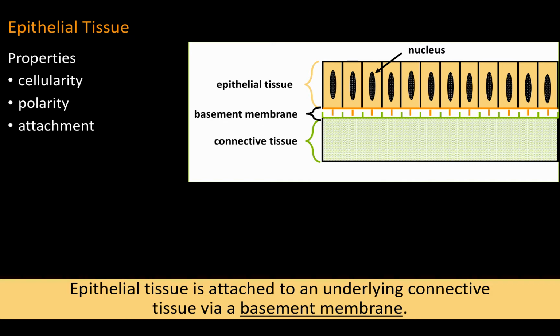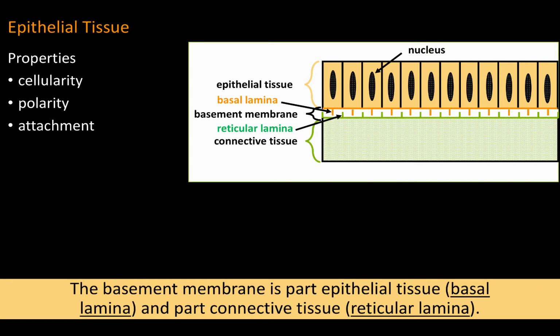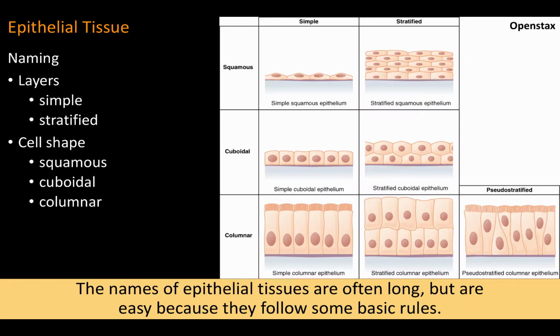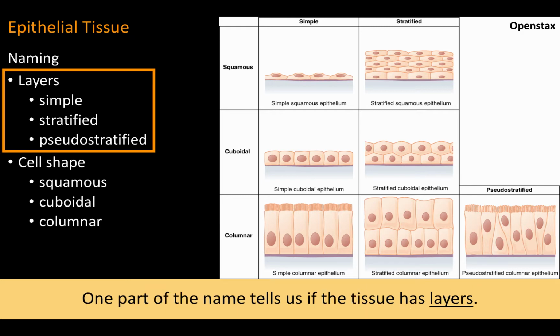Epithelial tissue is attached to an underlying connective tissue via a basement membrane. The basement membrane is part epithelial tissue, basal lamina, and part connective tissue, reticular lamina. The names of epithelial tissue are often long, but are easy because they follow some basic rules. One part of the name tells us if the tissue has layers.